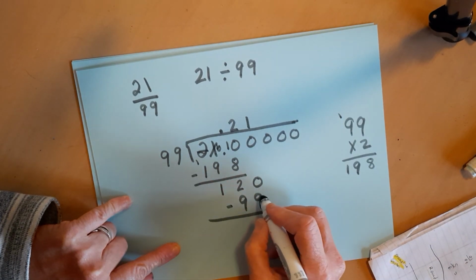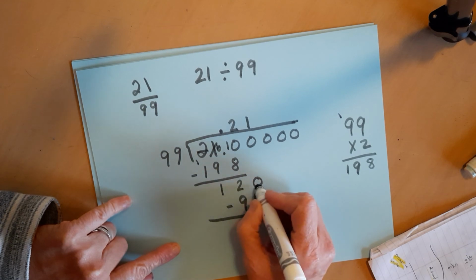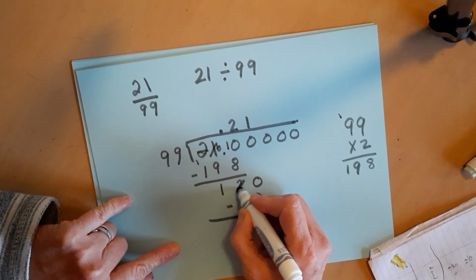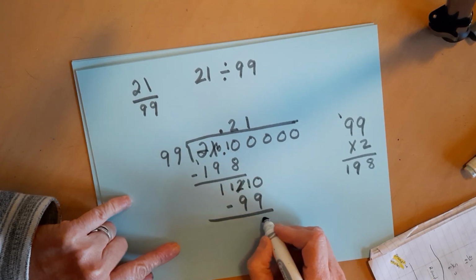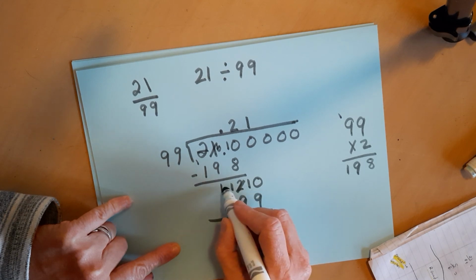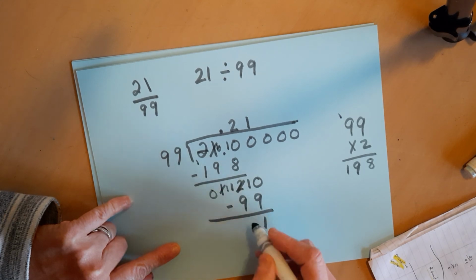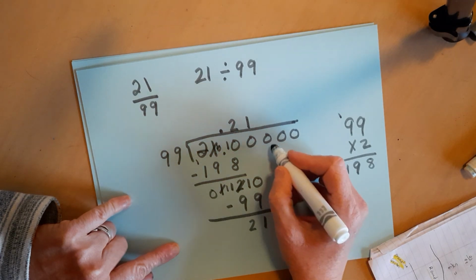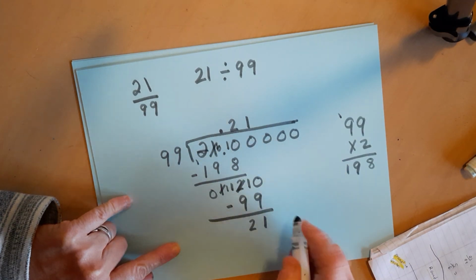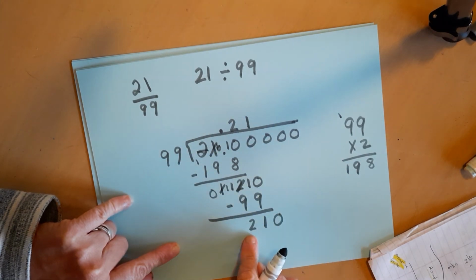When we subtract, we can't take 9 from 0, so we have to borrow. 10 minus 9 is 1. We have to borrow again. 11 minus 9 is 2. Now we get to 21 and we bring down the 0. Are you starting to see a pattern?